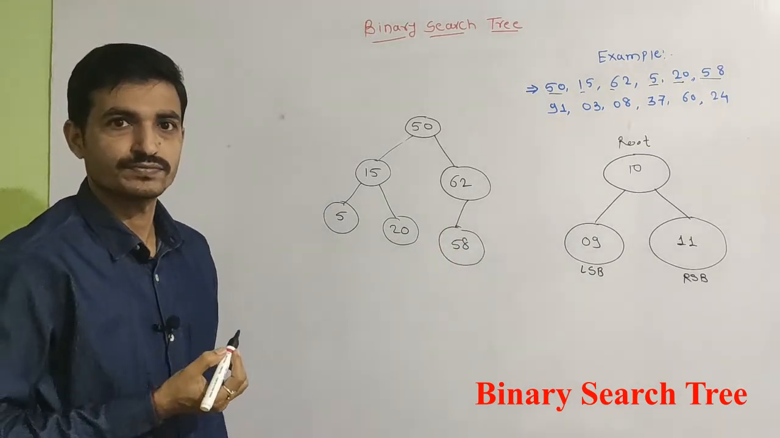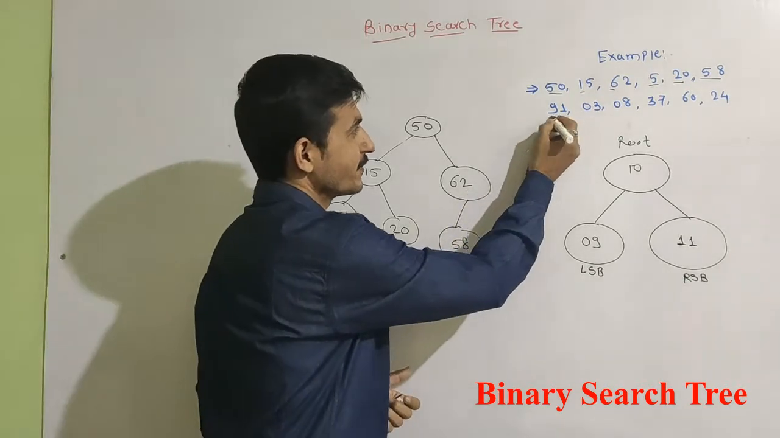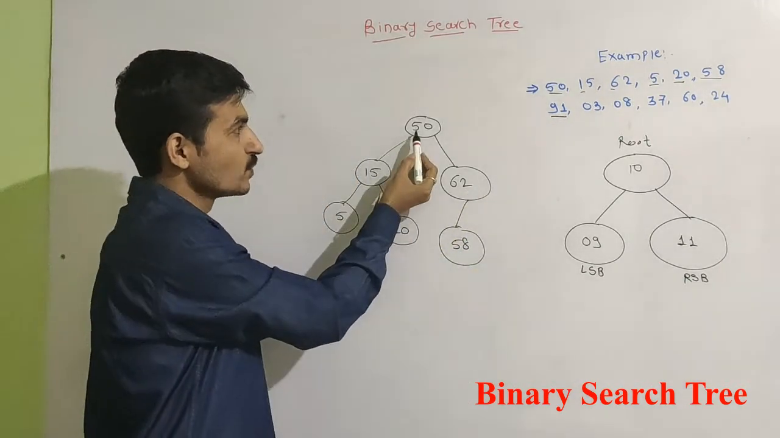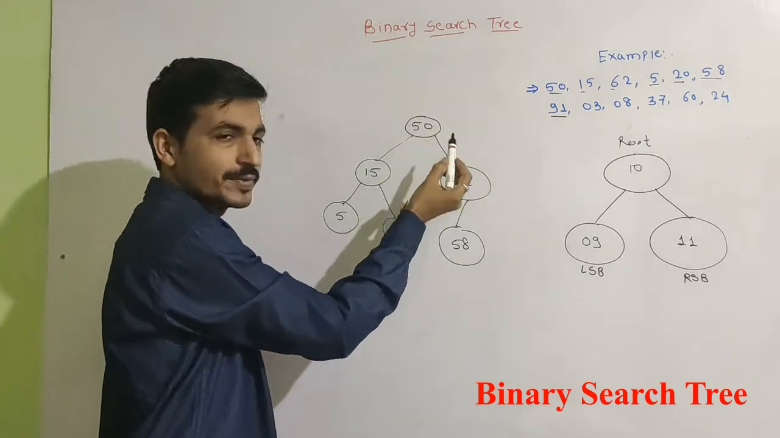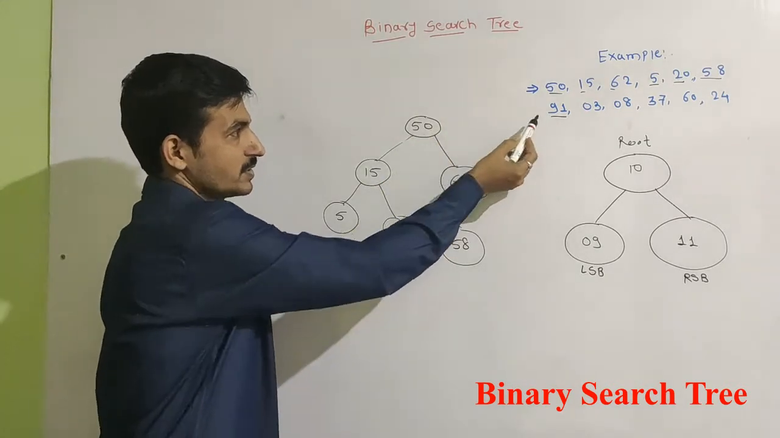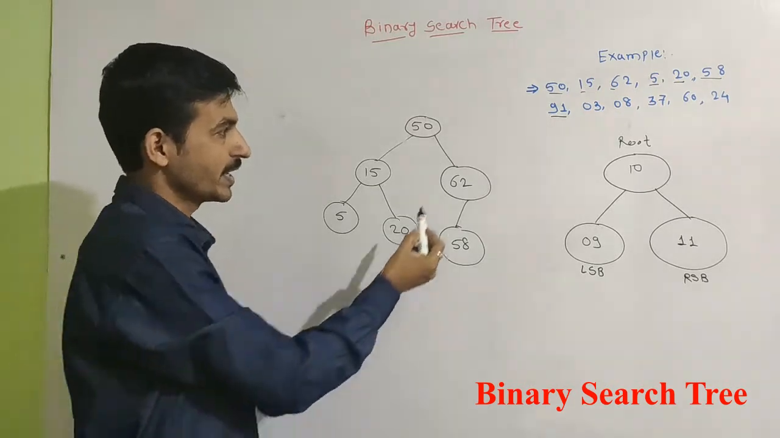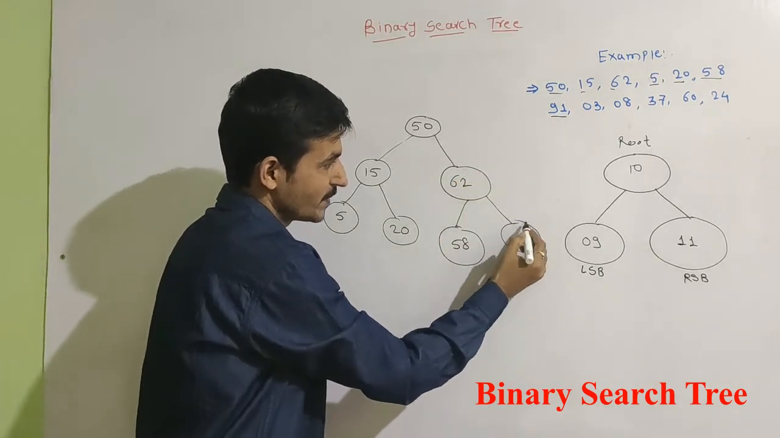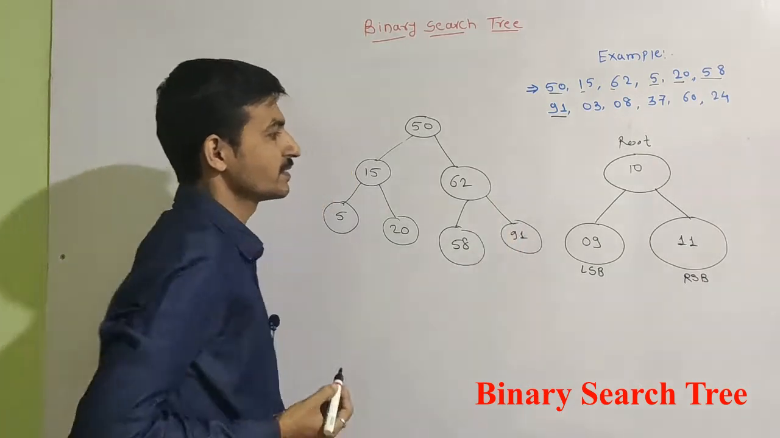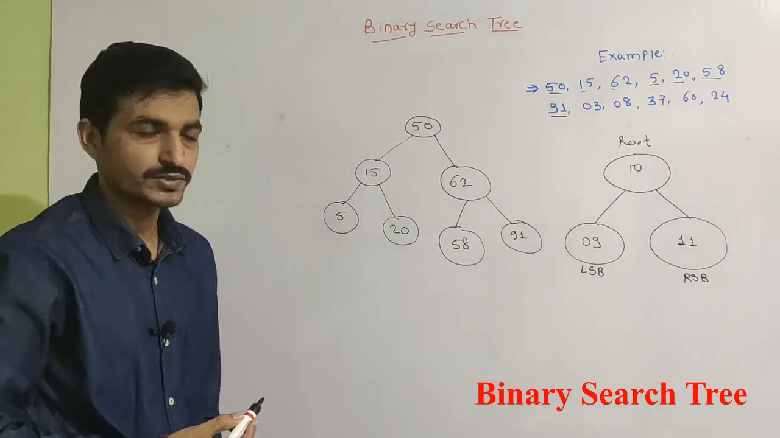Coming to the next element, that is 91. 91 is compared with the root element 50. 50 is less than 91, so that element will be on the right side. So 91 is compared with 62. Again it is greater than 62, so 91 will be inserted in the right sub branch.